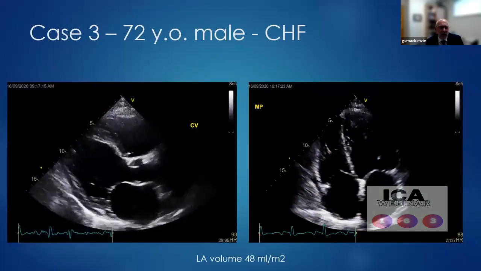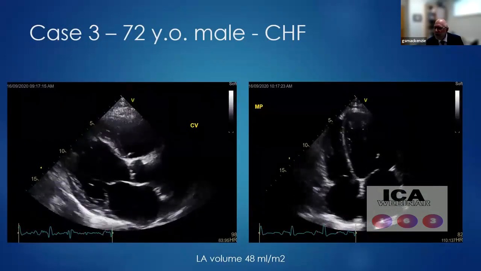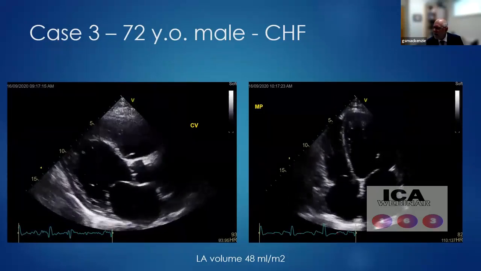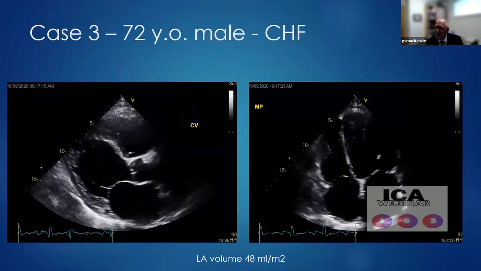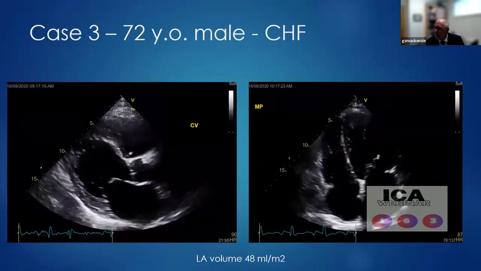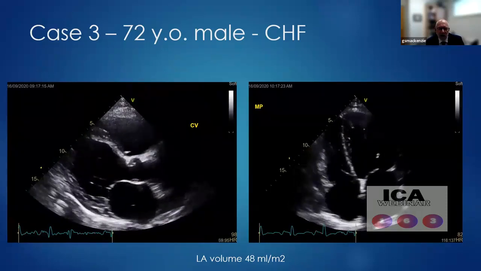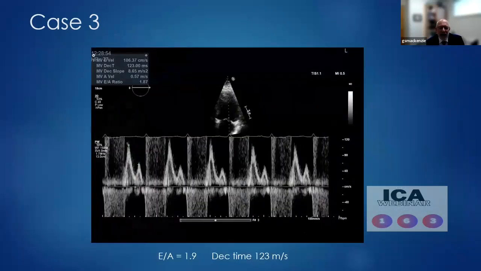The next example is a 72-year-old male with congestive heart failure. Not surprisingly, I think both on the parasternal long axis view and the four chamber on the right, you can see a very dilated heart. There's significant biventricular dysfunction in this patient. And from the initial slide, you can see that the LA volume is significantly elevated at 48. Now the E to A was 1.9, essentially sort of 2.